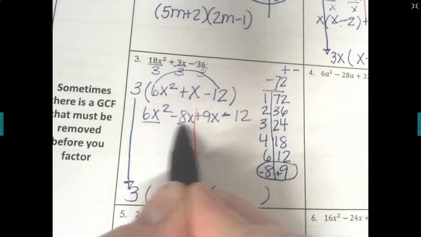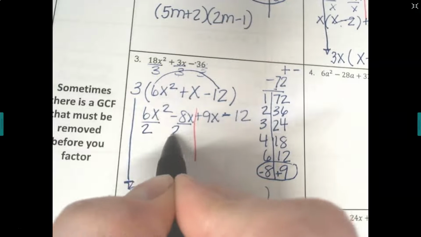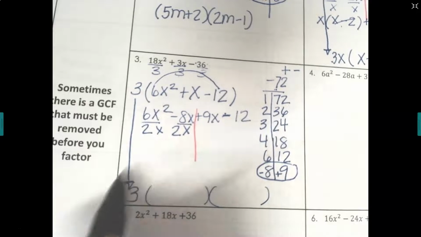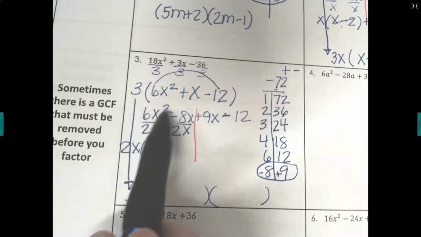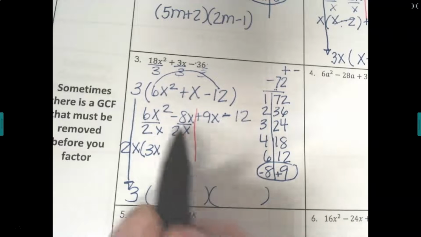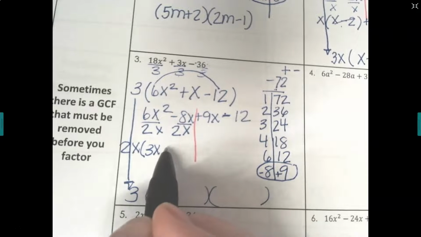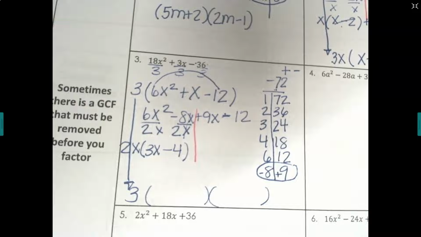On the left, 6x and 8x share a 2, and they also share a single x. So on the left, the GCF is 2x. 6x squared divided by 2x leaves 3x. Negative 8x divided by 2x leaves a negative 4 because those x's will cancel to 1.